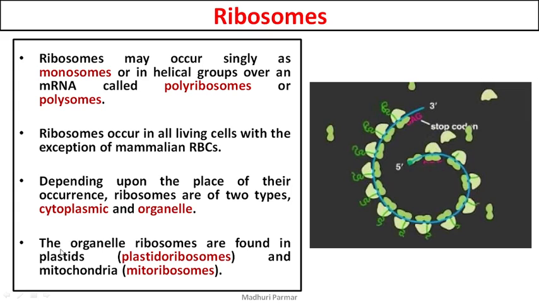The rest of the ribosomes are found in the cytoplasm. Inside the cytoplasm, they can either be free, which means they are just free living in the cytoplasm, or they can be attached to the endoplasmic reticulum.